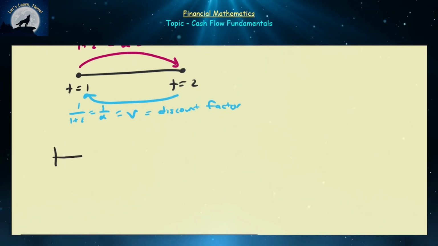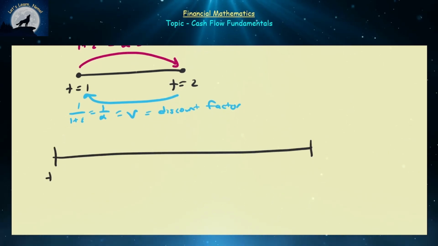So if we look at our general timeline, if this is t equals 0, t equals 1, t equals 2, t equals 3, and we can technically go on forever.